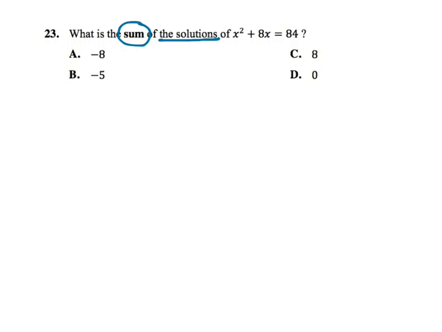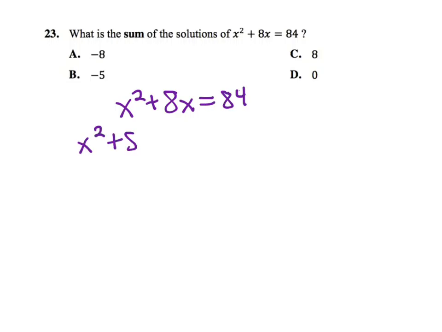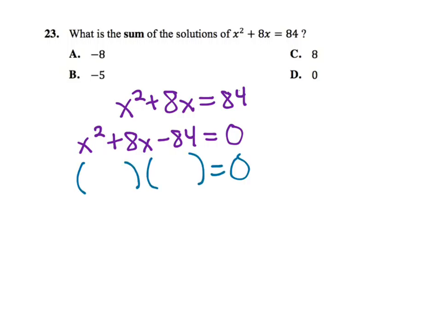All right, so I'm going to solve this. x squared plus 8x equals 84. The first thing I'm going to do is set this to 0, right? So I subtracted 84 from both sides. And I'm going to go ahead and factor it out. I could complete the square, but why? And I could worry about the quadratic formula, but why? I can factor this out.